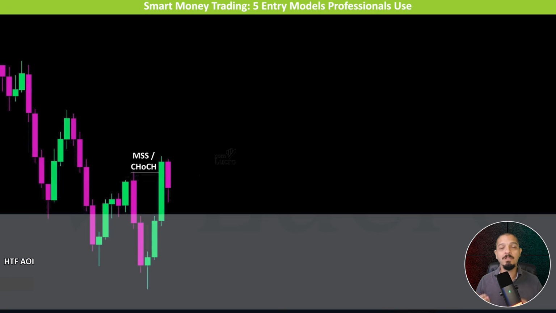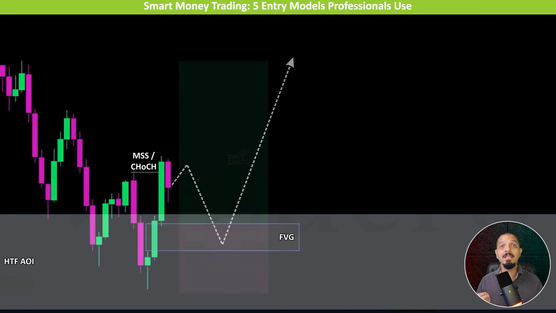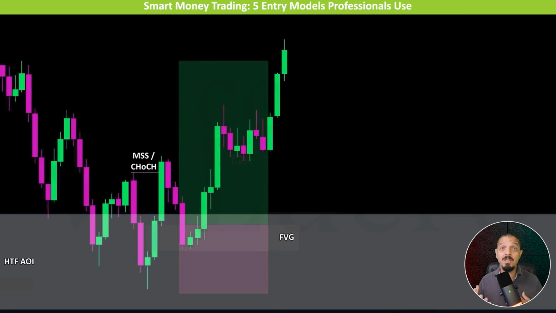After the structure shift is confirmed and we anticipate that price may continue higher, the next step is to look for a buying opportunity. At this stage, our focus shifts to identifying a bullish fair value gap that forms within the impulsive leg of the market structure shift. These zones often behave like magnets, drawing price back before the upward move continues. From there, we plan our buy entry by placing a limit order at the highest point of the fair value gap, while positioning the stop loss a few pips below the recent swing low.